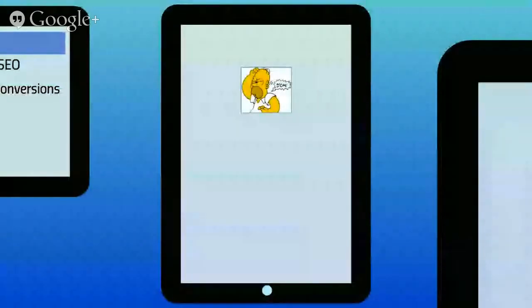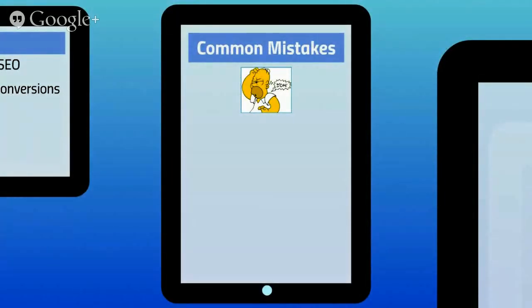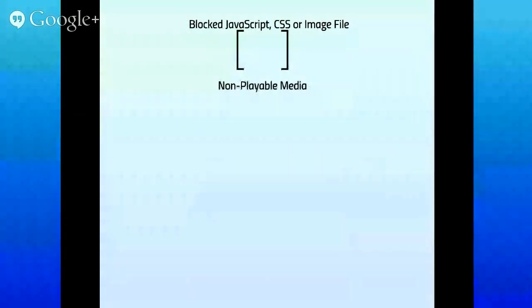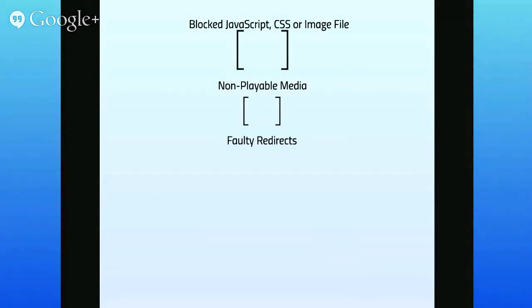So the last thing is just common mistakes. This is where I'll finish up and wrap up, and it's just a walk through: blocked JavaScript, CSS and image files, non-playable media, primarily YouTube and Flash, and faulty redirects. If you have a 401 that points to a home page, that's going to significantly deduct from your SEO campaigns, or it's going to significantly affect your overall ranking, even if you're not engaged in an active SEO content campaign or things of that nature. So faulty redirects are things to watch for and be vigilant of.